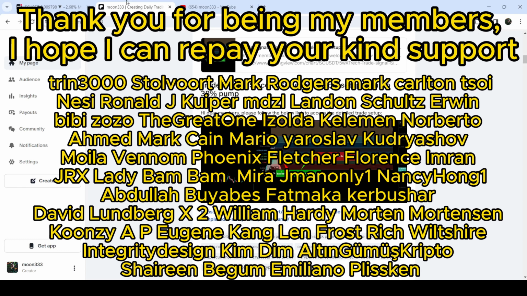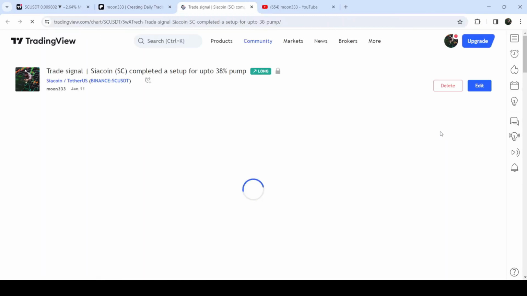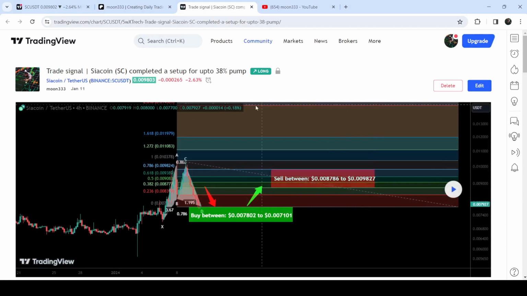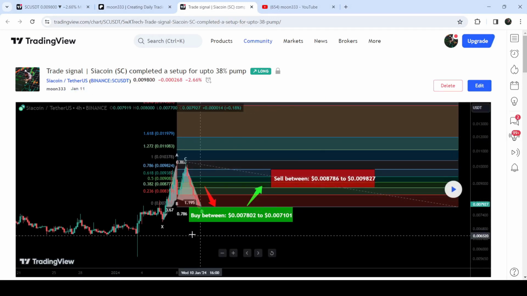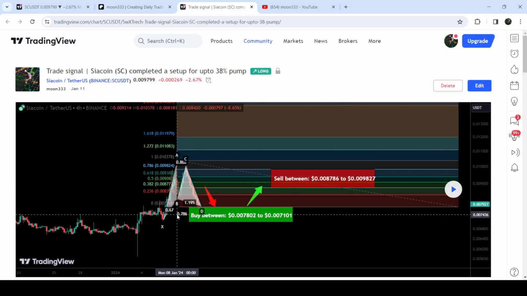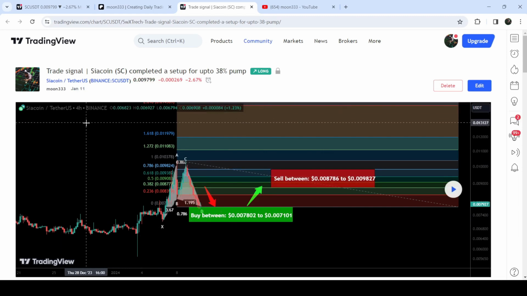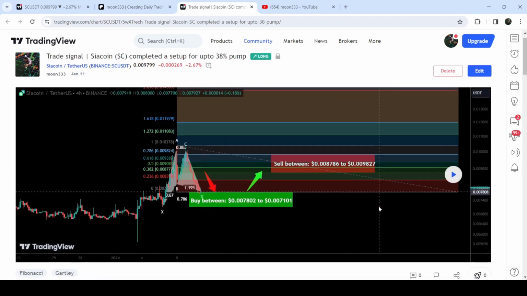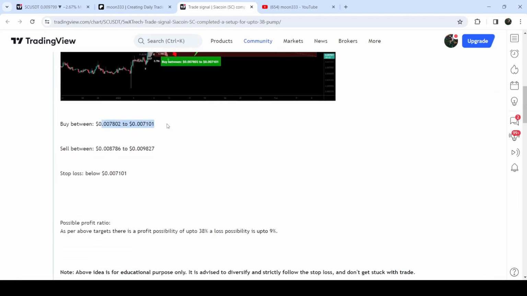First of all, let me begin with my most recent trade signal for Siacoin that I shared in the previous month, January 2024, on the 11th of January 2024. That was a harmonic bullish reversal Gartley pattern that Siacoin formed on a 4 hour time frame chart with the US dollar pair. And this was the complete trade setup. This was the buying range, the sell target zone and the stop loss.